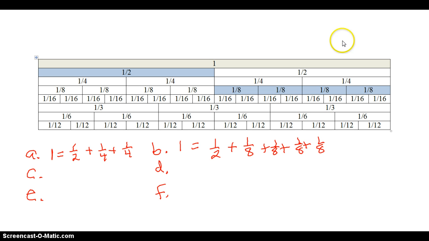Now, if we were to look for common denominators, or least common denominators, with our fractions, we'll say this one here.